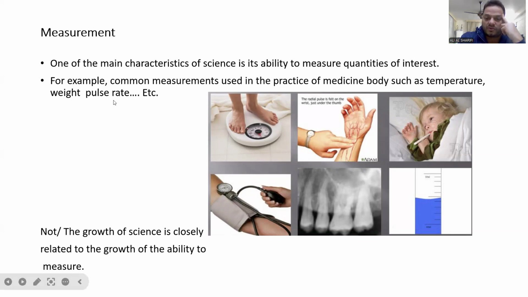All of these pictures illustrate different measurement tools. We need to measure the weight, heart rate, and temperature of this ill child. Here we are using X-ray to find a specific problem with a tooth. Here, at last, this is the note: the growth of science, like I said before, is closely related to the growth of the ability to measure.